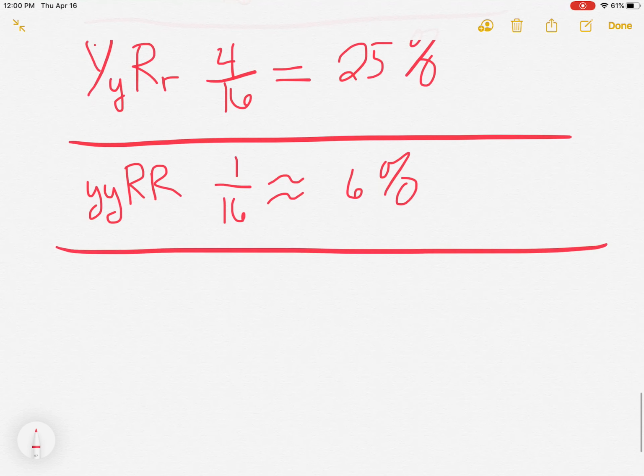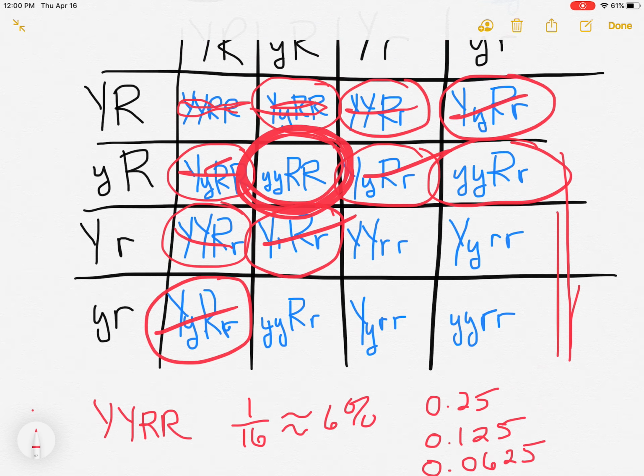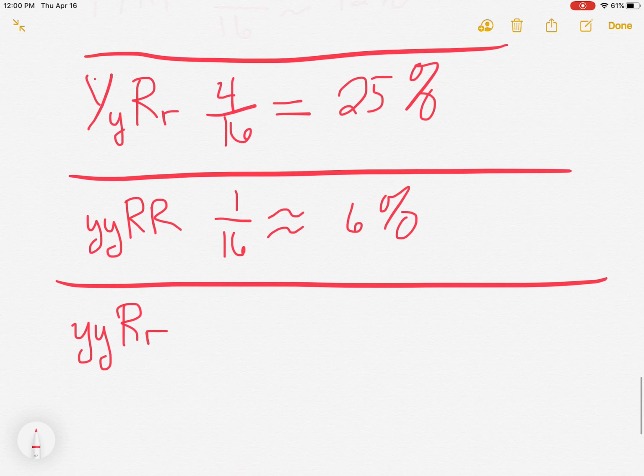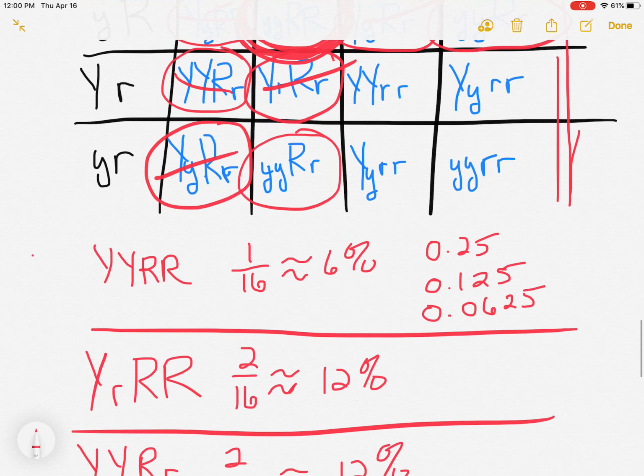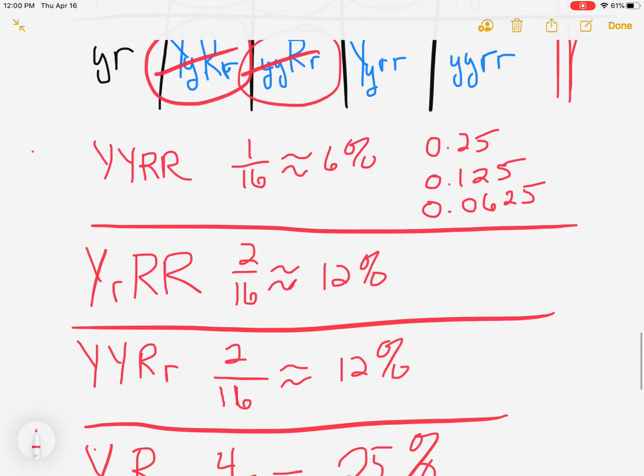Okay, the next one, two small y's, big R, small r. How many of those were there? Two small, I see another one right over here. And that's the only two that I see. So 2 out of 16, right? And that's approximately 12%, give or take. That's about an eighth. Okay, cross those out, we're done.